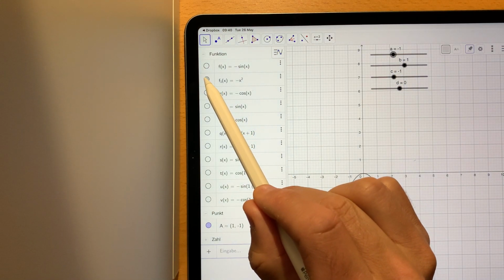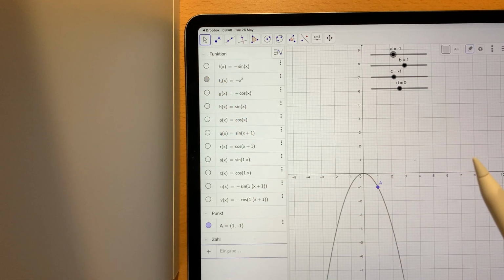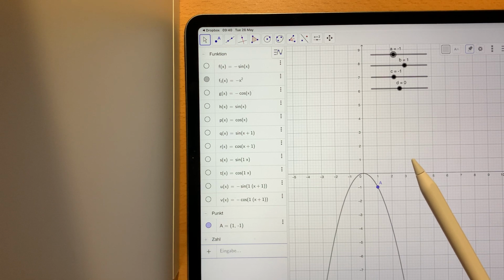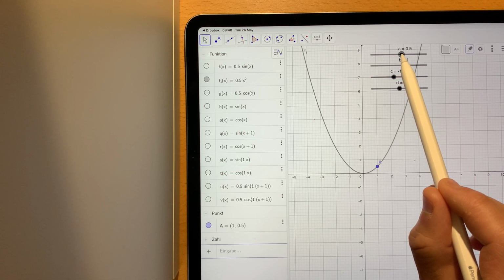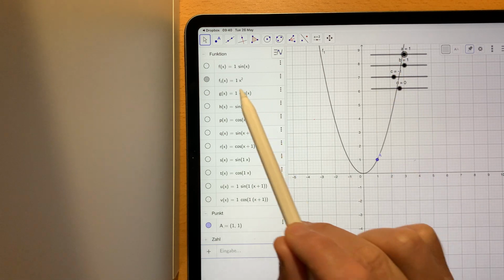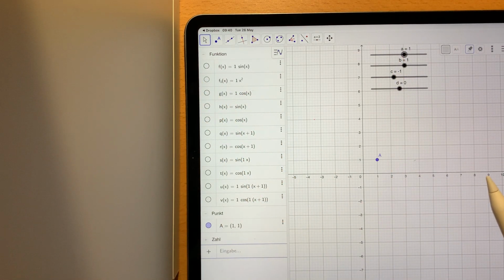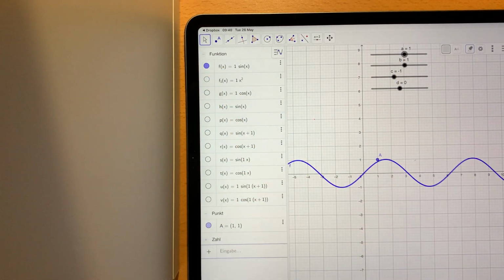Okay, let's think about sine and cosine in this case. So what's going to happen as you do the same thing for sine and cosine? Let's put this back to 1 and switch this off for the moment. Now let's have a look at sine. This is the normal sine function.